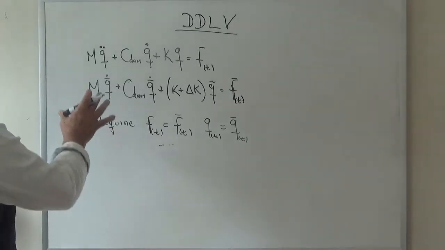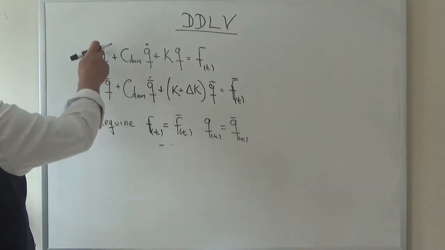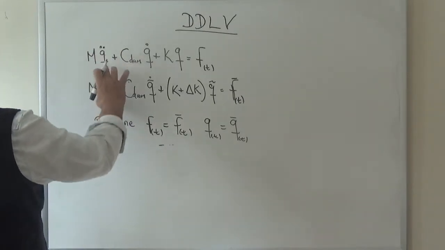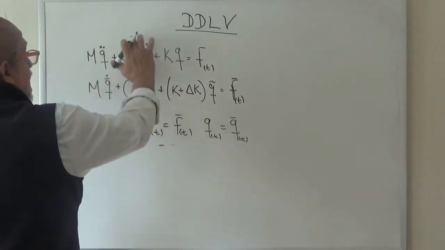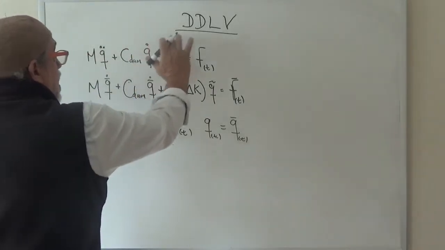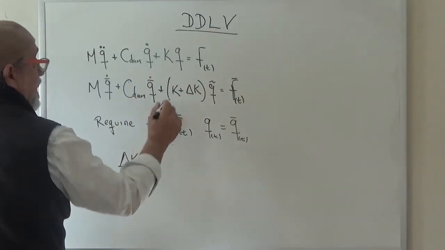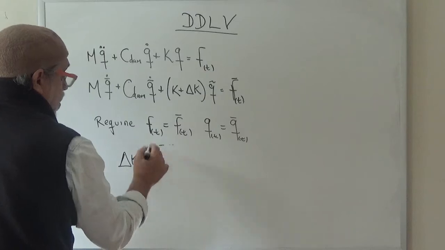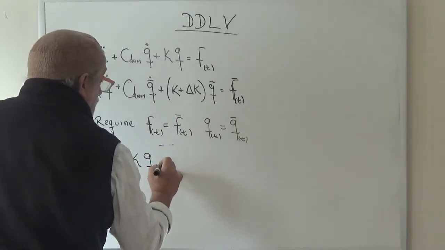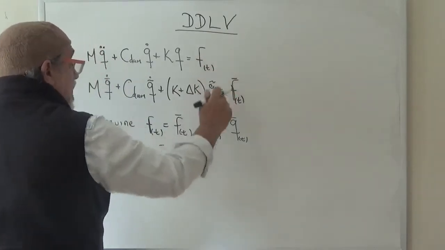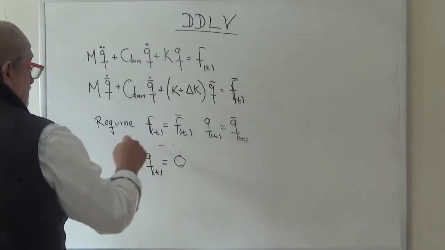Well, if you now change this Q bar to just Q, or this one to Q bar, whichever way you want, and subtract the two equations, you can see that the inertial term cancels, the damping terms cancel. Here we get something like this, delta K times, I could call it Q or Q bar, but let me just call it delta K Q must be 0, right? Because the right side we set the same.